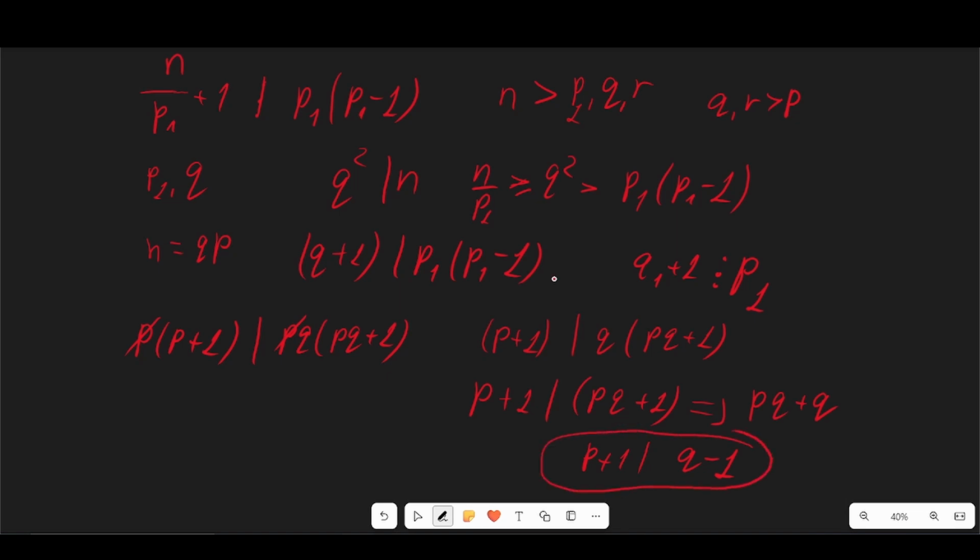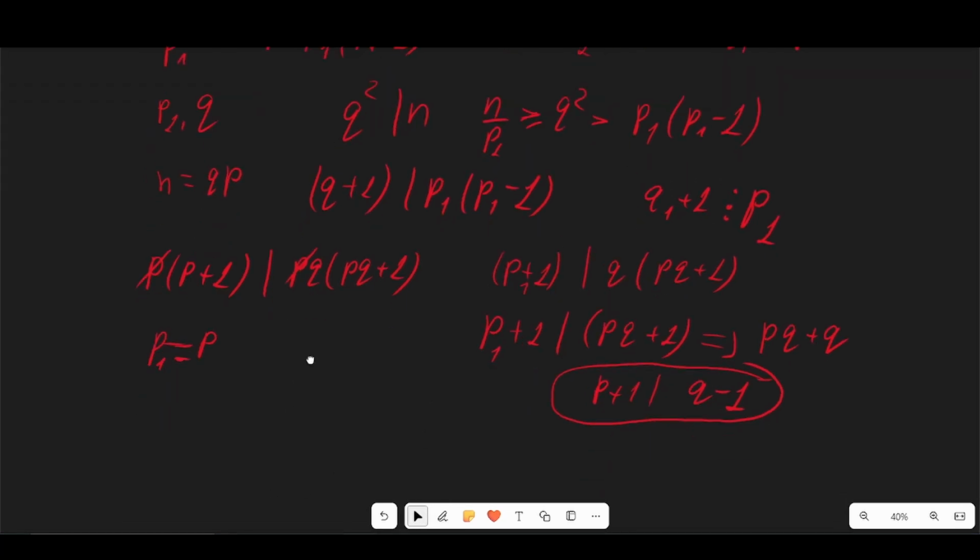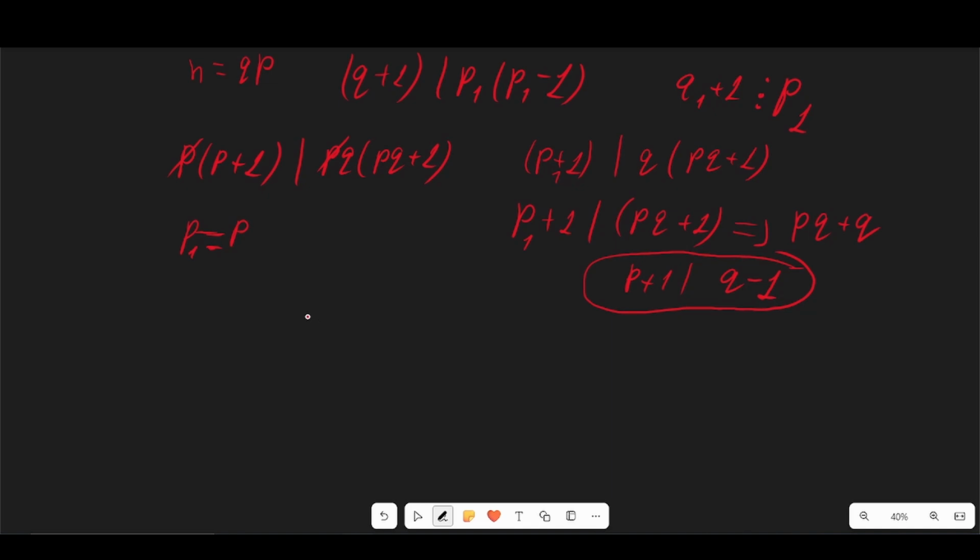So we are given two conditions. P plus 1 divides q minus 1, and p1 divides q plus 1. So p1 and p are the same numbers. So p1 equals p, to avoid any confusion. Now we are searching for the prime number q such that q equals 1 mod p plus 1, and q equals negative 1 mod p.